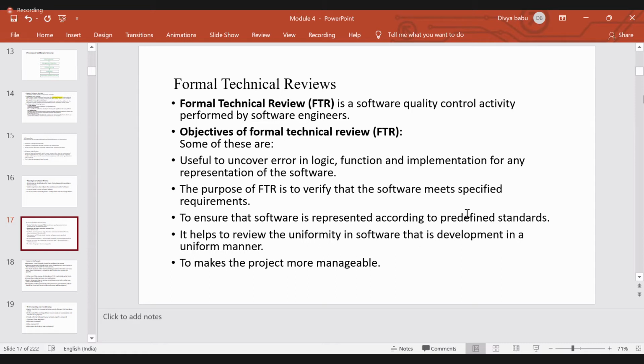There are objectives of formal technical review. It is useful to uncover errors in logic, function, and implementation for any representation of the software. The purpose of FTR is to verify that the software meets specified requirements, and to ensure that the software is represented according to predefined standards. We always check whether it meets the standard or not. It also helps to review the uniformity of software, so that it is developed in a uniform manner, which makes the project more manageable. Just remember some points about objectives, or else you can write in your own sentences, no problem.